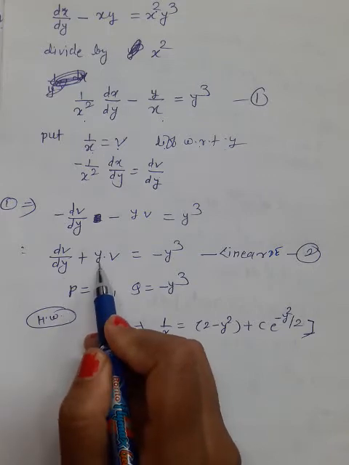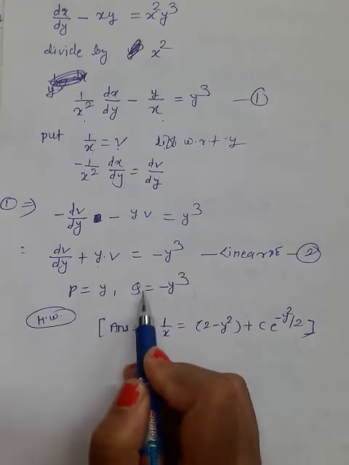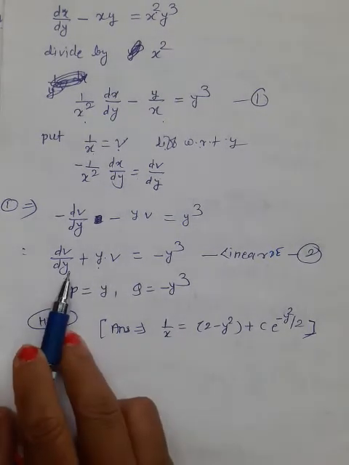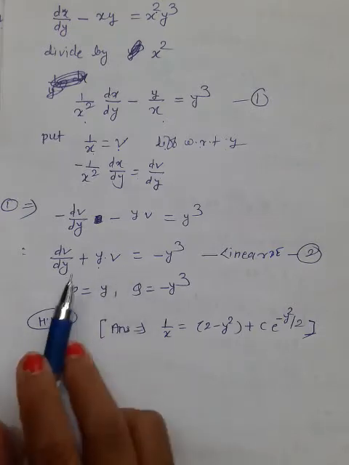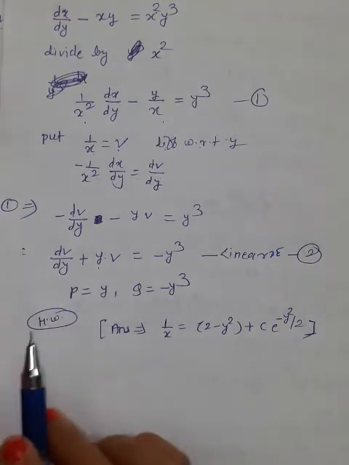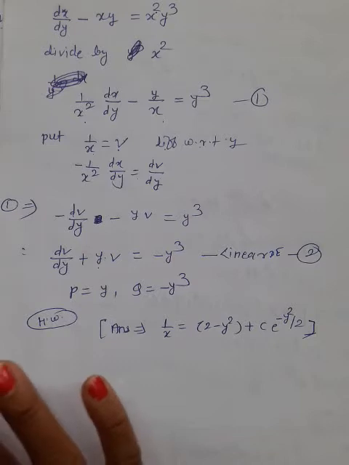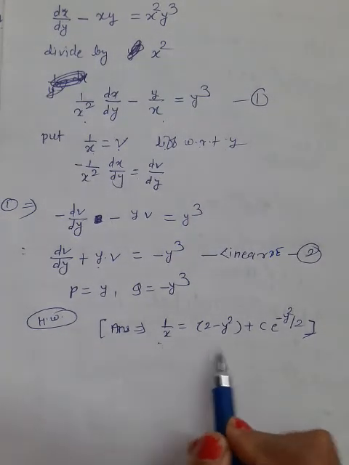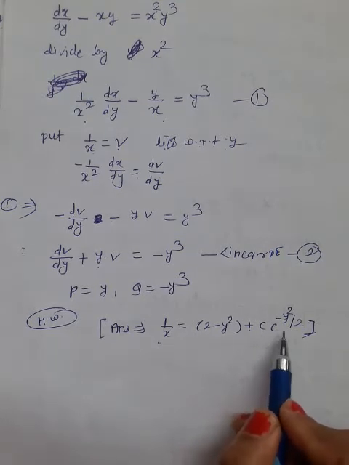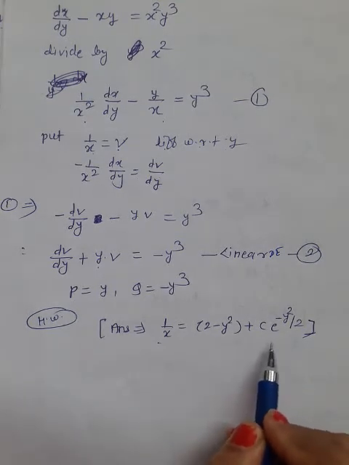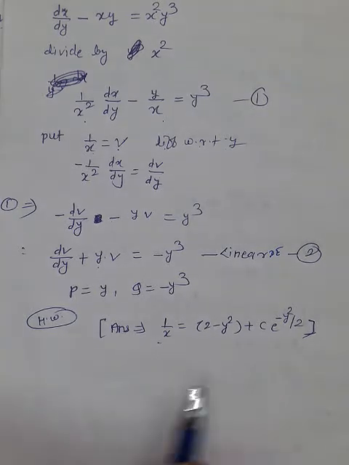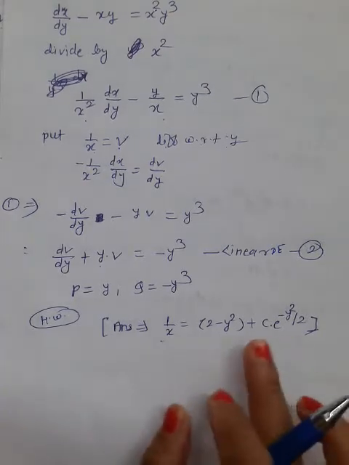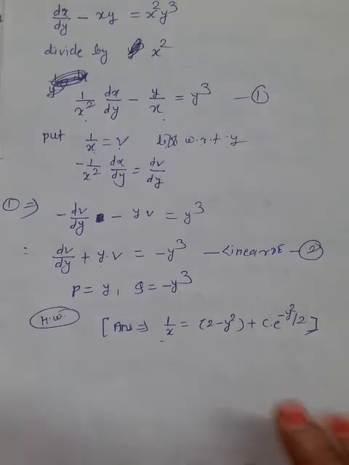This is your p. This is q. This is homework again for you. Instead of x, remember that there is a y. Instead of y, there is v. That's why accordingly you have to make changes in the given formula. This is the solution: 1 upon x is equal to 2 minus y square plus c into e raised to minus y square by 2. Your answer can be a little bit different, because c into means they have combined the log terms. You can keep that as it is, it doesn't matter.